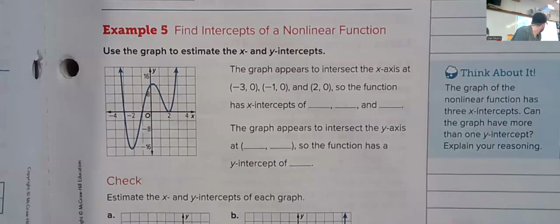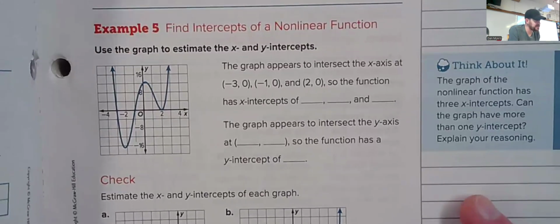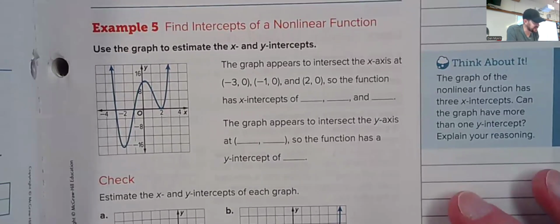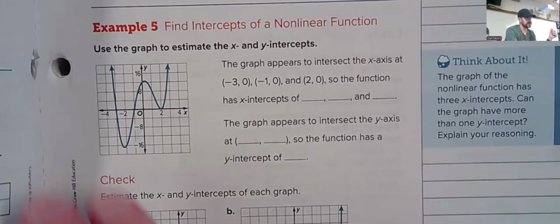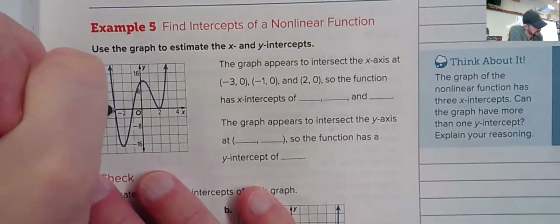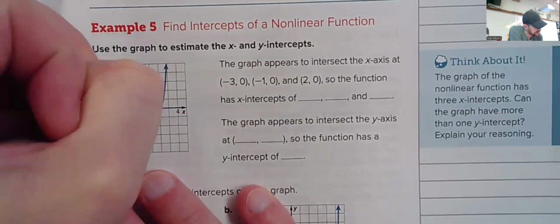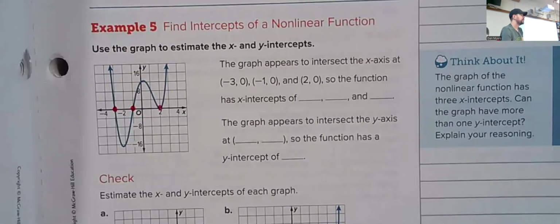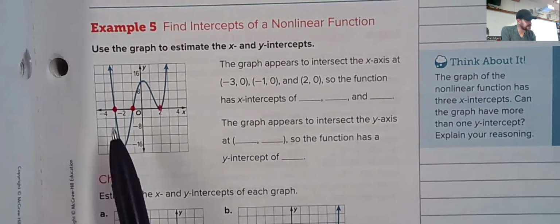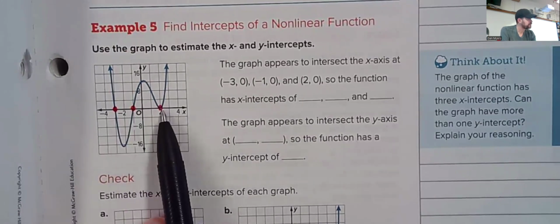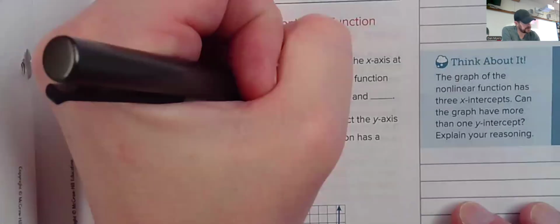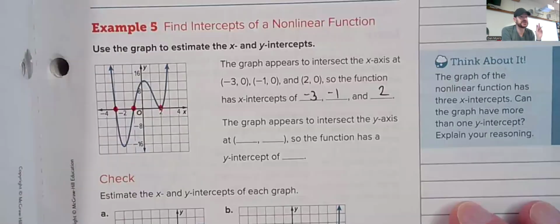All right, example 5. Use the graph to estimate the x and y intercepts. Let's talk about this one, then I'm going to have you do A and B on your own at the bottom. So the graph appears to intersect the x-axis at, just go ahead and plot these. The x-axis would have an intersection here and here and here. 3 points where the graph comes into contact with the x-axis. That would be the points -3, 0, -1, 0, and 2, 0. So there are 3 x-intercepts of this function, and those are values of -3, -1, and 2.